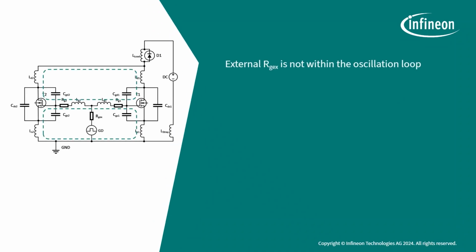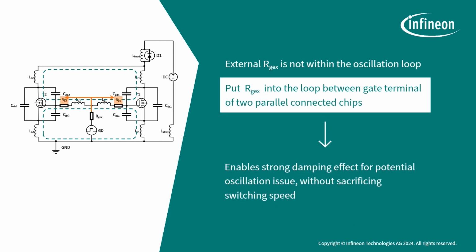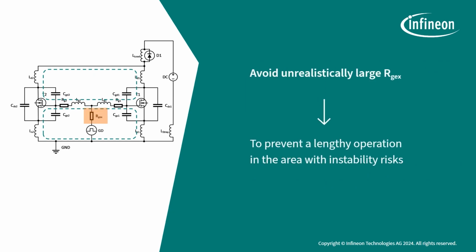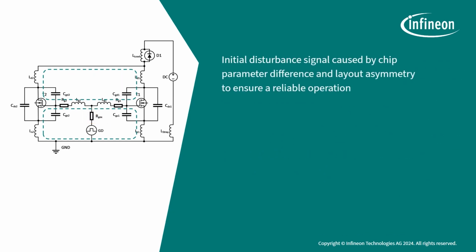When it comes to design measures, since the external RG is not within the oscillation loop, it is helpful to put it into the loop between the gate terminals of two parallel connected chips. This will enable a strong damping effect for the potential oscillation issue, without sacrificing the switching speed. In general, if unnecessary, a large external RG should be avoided to prevent a lengthy operation in the area with instability risks.